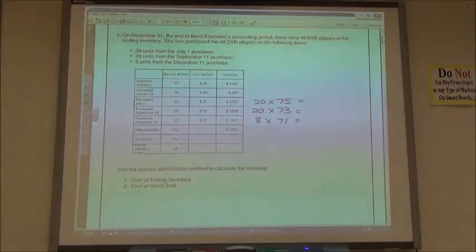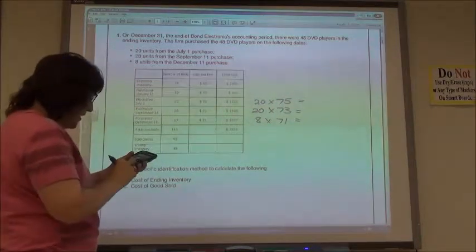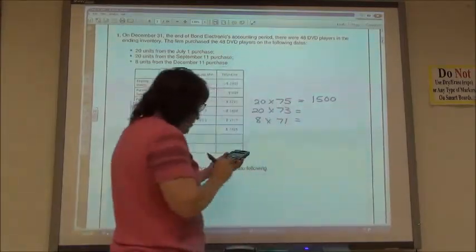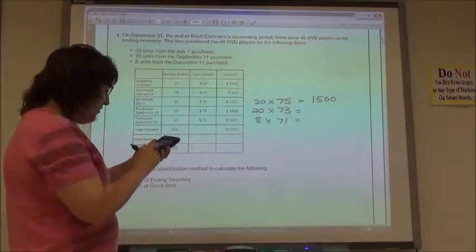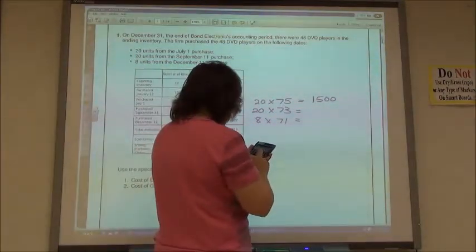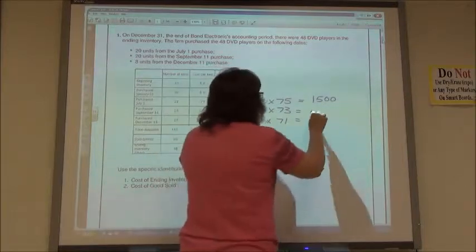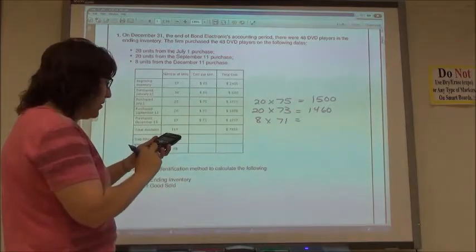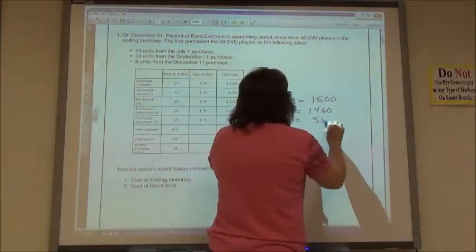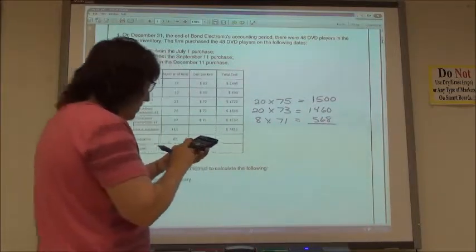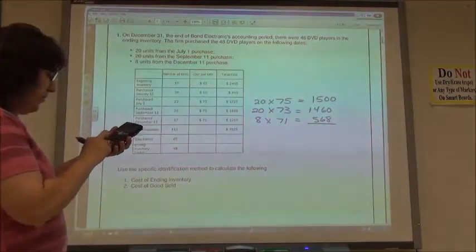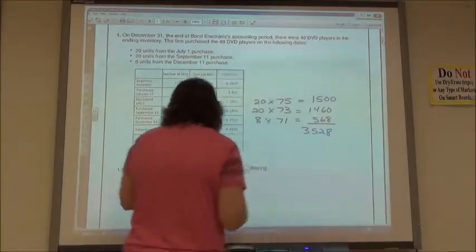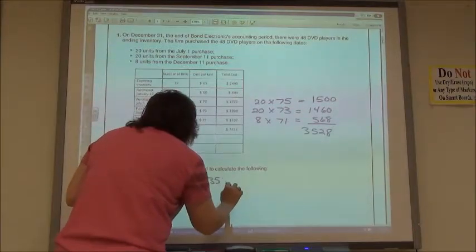I'm going to go ahead and grab my calculator here. 20 times $75 a piece means the value of those items is $1,500. 20 times $73 a piece gives me $1,460, and then 8 times $71 a piece, $568. So we're going to add those all up. And so we have $3,528 for the value of our inventory.